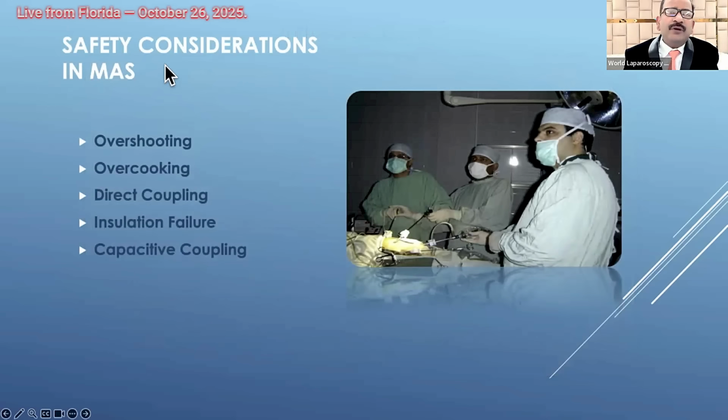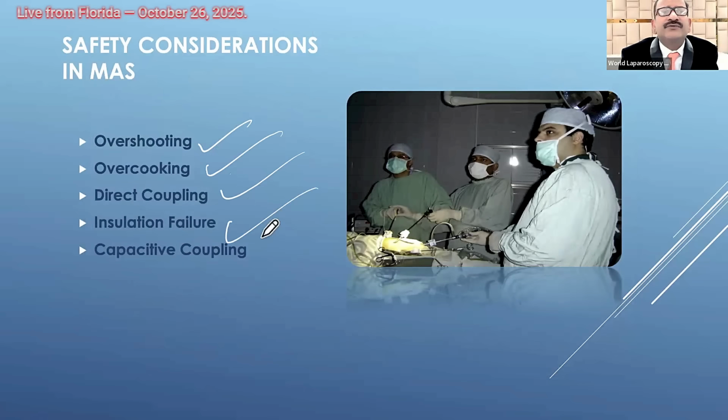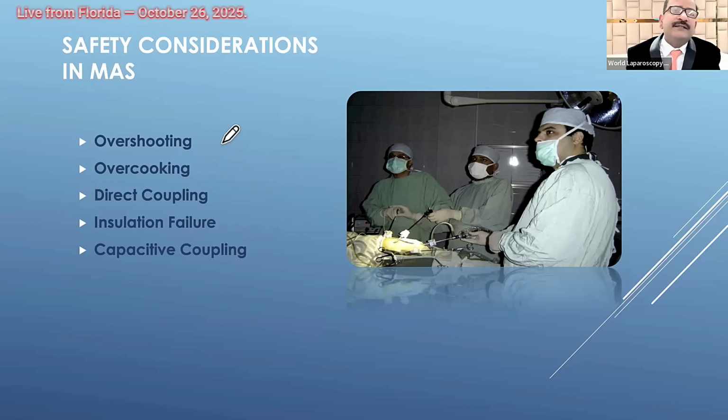Now we should also keep some safety considerations in mind. There are a few mistakes which we make in electrosurgery: overshooting, overcooking, direct coupling, insulation failure and capacitive coupling. Overshooting means the tip of your instrument is going beyond the field of application.